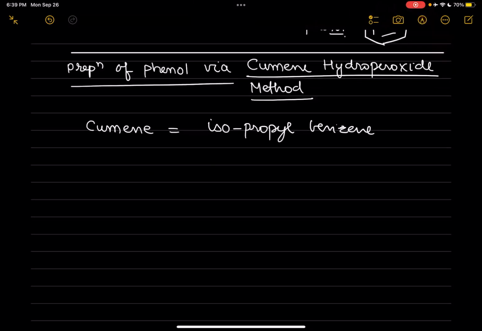Isopropyl benzene is what? Propyl group is the group having 3 carbon atoms, and if the 3 carbon atoms are connected one after another, that is your normal propyl. And if this is connected in the middle, just like the Y, you will see it written like this in bond line representation. Is it clear?